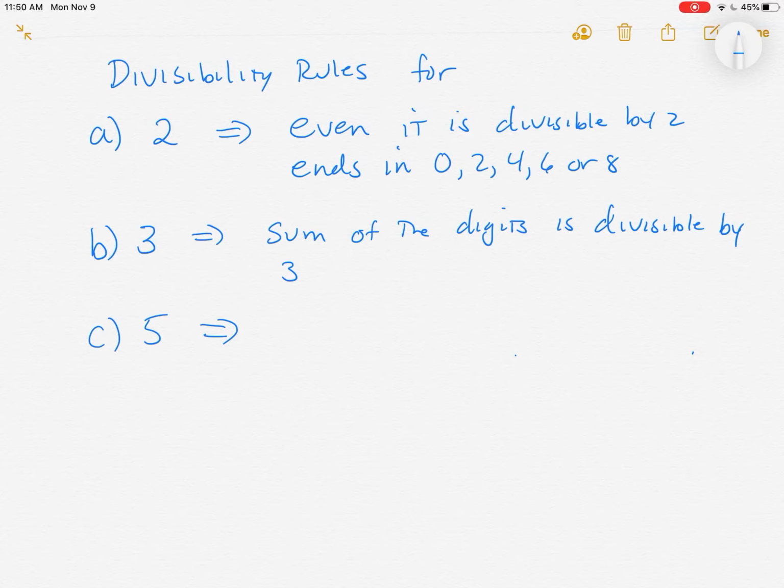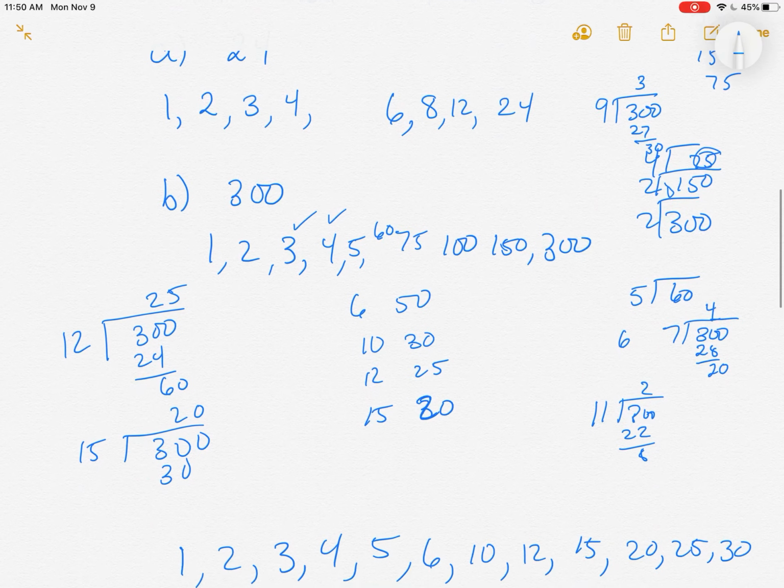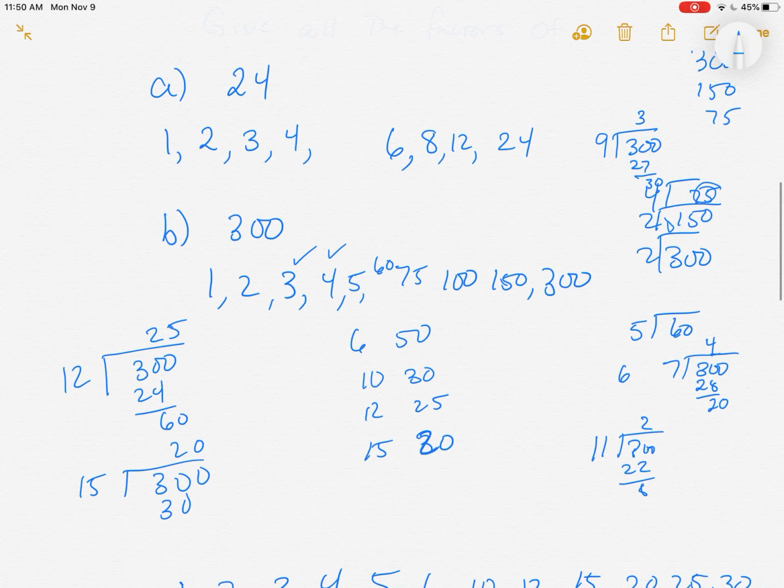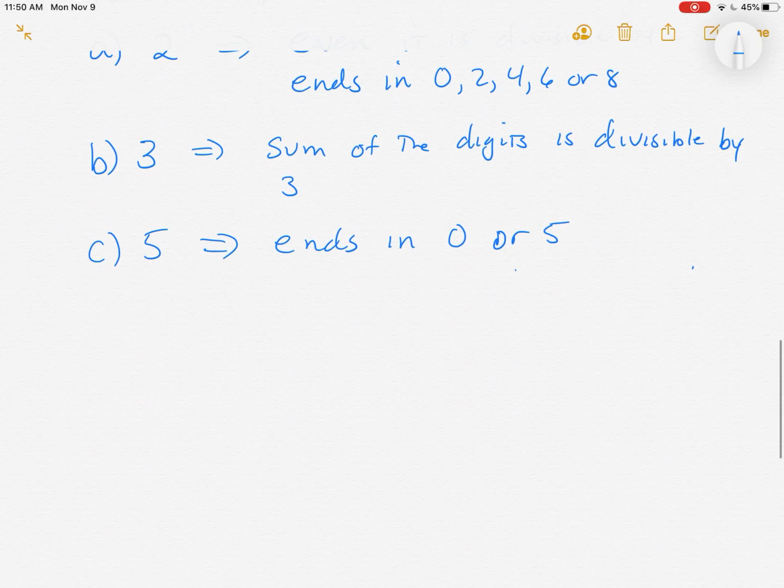5's the other easy one. If it ends in 0 or 5, it's divisible by 5. And so, for example, 24 was not divisible by 5, and we never listed it, but 300 was because it ended in a 0. And so they'll have some questions in which you decide whether something is divisible by 2, 3, or 5, or even other numbers. But we'll focus on 2, 3, and 5 for right now.